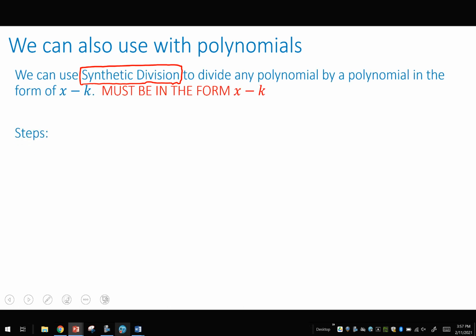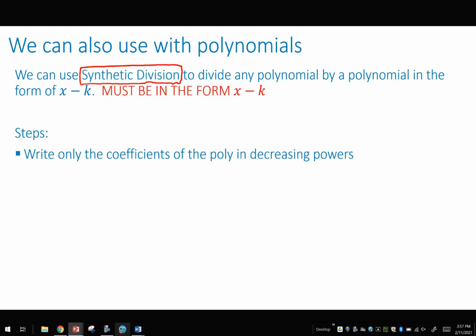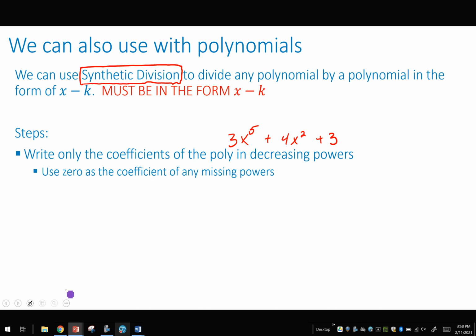All right, so there's some steps that you need to follow. And so these steps that we're going to look for is, okay, how can we use synthetic division? So write only the coefficients of the polynomial in decreasing powers. And if you have any coefficients that aren't there, say we had 3x to the fifth plus 4x squared plus 3 or something like that, we actually would want to write this where we take into account all of them. So use a 0 as a coefficient for any missing powers.